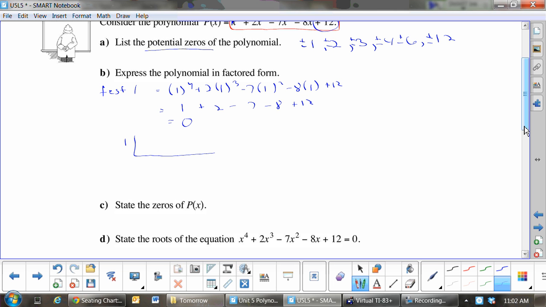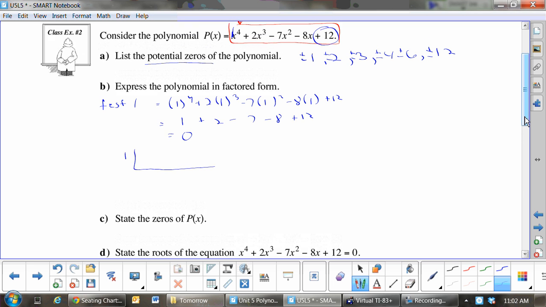Good question. Which one would that be? X minus 1. 1 is a root. X minus 1 is the factor. Okay? So, let's do this. What are my numbers?